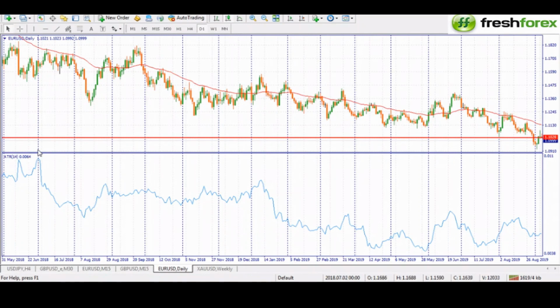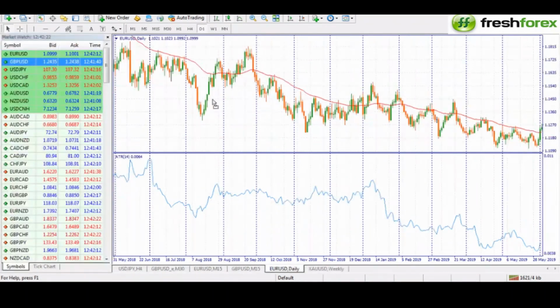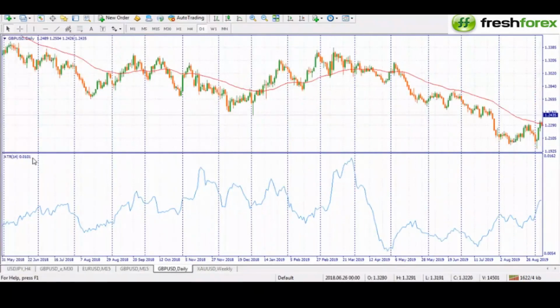Okay, this is daily an average range of 64 pips on Euro USD. Then you also have this one, 101 pips. The past 14 days, the average daily range was actually 101. This one was 121. So what this simply means is that the average daily range of each chart is different.